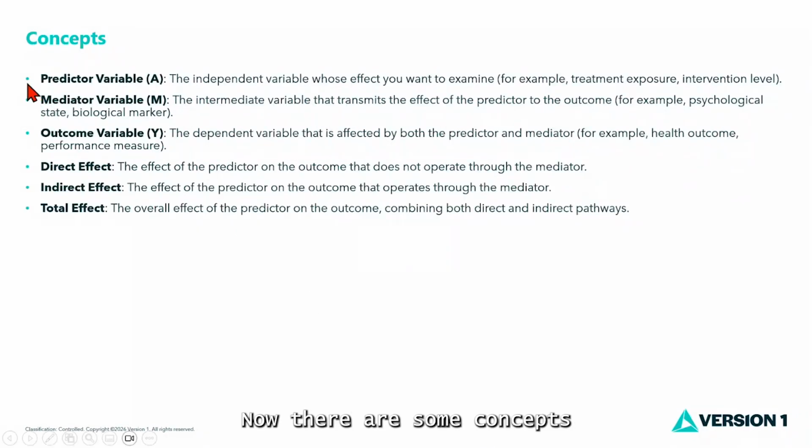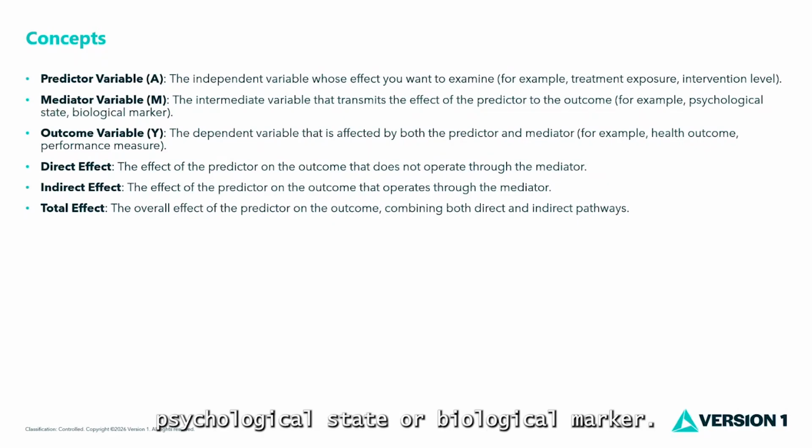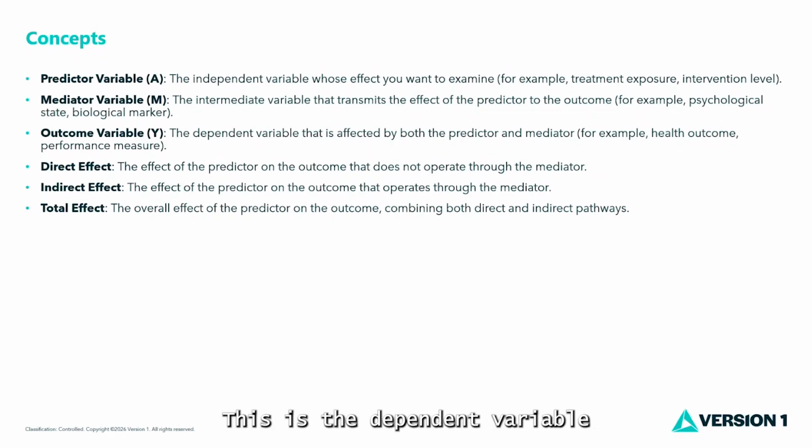Now, there are some concepts that we need to review. So first of all, we have the predictor variable. This is our independent variable whose effect you want to examine. So an example would be treatment exposure or intervention level. We have the mediator variable. This is the intermediate variable that transmits the effect of the predictor to the outcome. So an example might be psychological state or biological marker. We have the outcome variable. This is the dependent variable that is affected by both the predictor and the mediator. So an example here could be health outcome or performance measure.